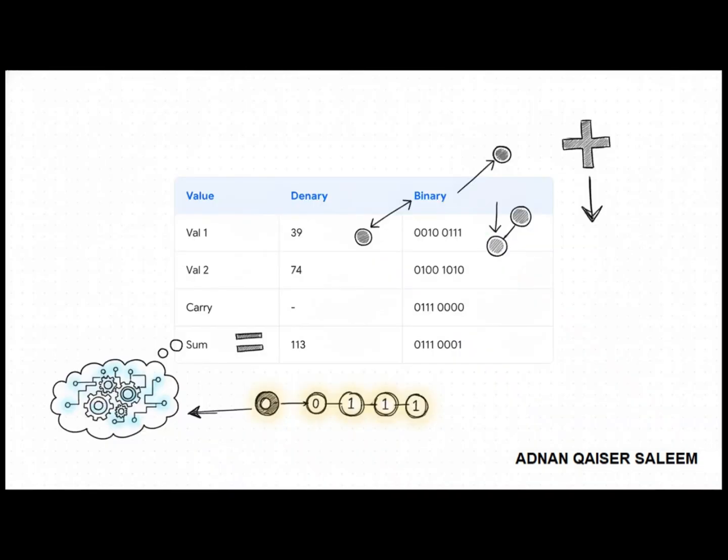Let's look at an example step by step. Value 1 is 39 and value 2 is 74. Starting way over on the far right column, 1 plus 0 is 1. Moving 1 step left, 1 plus 1 is 0, and we carry the 1. Next up, we have 1 plus 0 plus our carried 1, which gives us 0, and we carry the 1 again. We just keep moving left like this, applying our rules really carefully. Our final sum values give us 0, 1, 1, 1, 0, 0, 0, 1. If we convert that back, it's 113 in denary, which is exactly what 39 plus 74 should be.